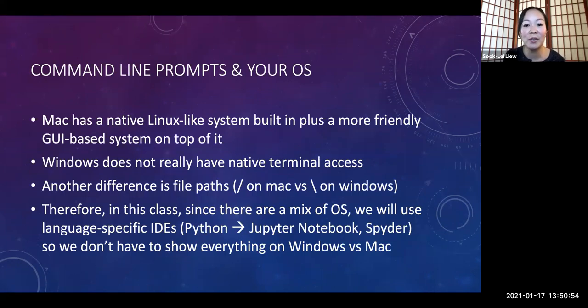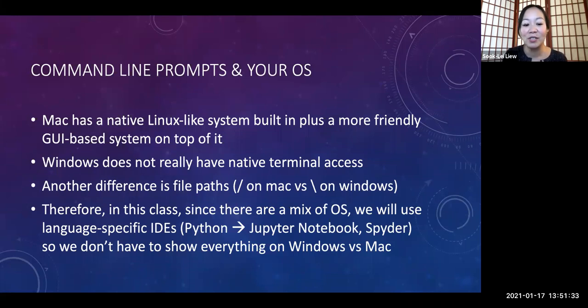So there are a few differences in terms of your operating system and command line prompts. That's why we're not going to go too far into it, because otherwise we'd have to talk about everything one way on Windows and then another way on Mac. But basically, Macs have what's called a native Linux-like system, so it's a native terminal as well. So we can do a little bit more from the command line using a Mac. Windows doesn't really have native terminal access. It has something else called Command Prompt, or you can type CMD from the start button, and it will open up a command prompt window, but it doesn't accept the same commands that a native terminal does. So it's a little bit different.